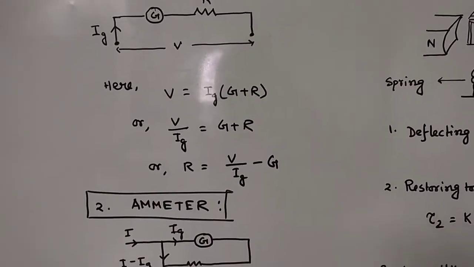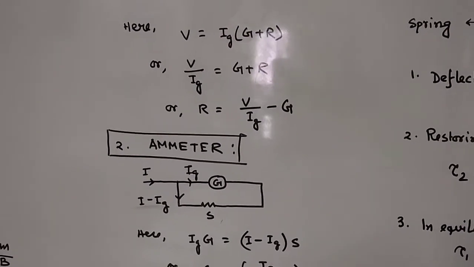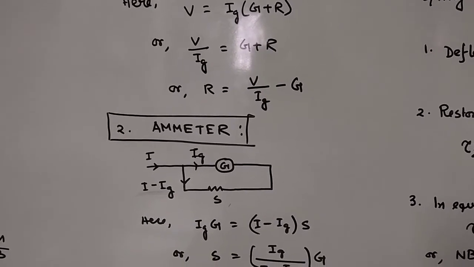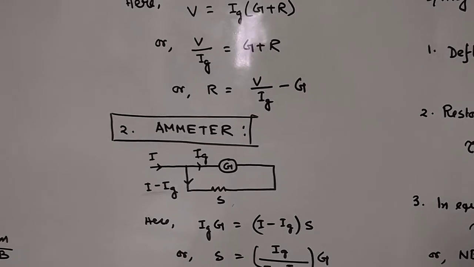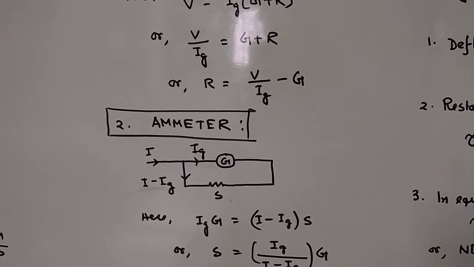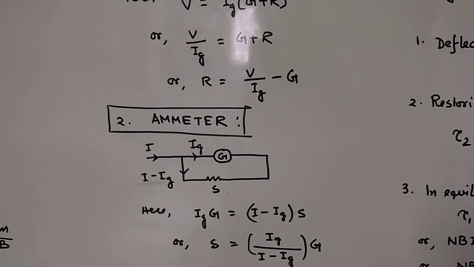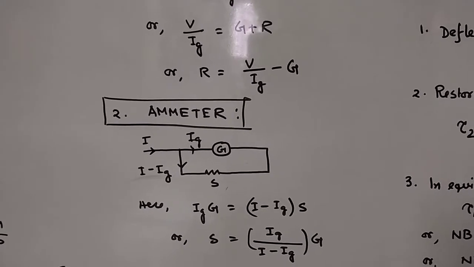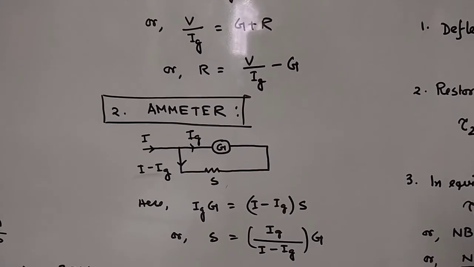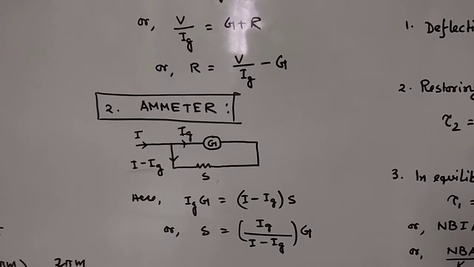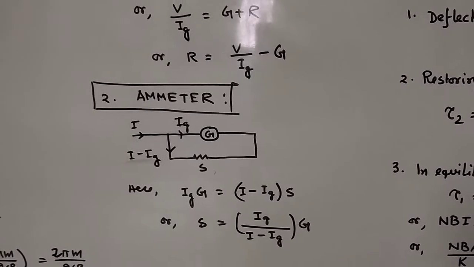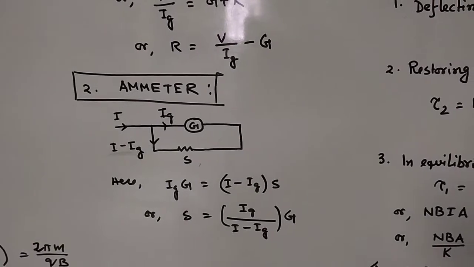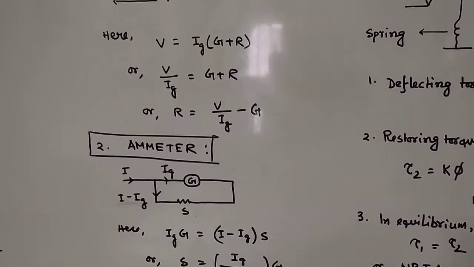Now next we can convert a galvanometer into ammeter, and for that we have to connect a low resistance in parallel to the galvanometer. So S is the low resistance connected in parallel to the galvanometer, and I is the current. So I gets split up at the junction. One is your Ig, that is the current through the galvanometer, and next is your I minus Ig. So potential is same across the galvanometer and the shunt resistance S. So Ig G equal to (I minus Ig) S. So S you can define as Ig by (I minus Ig) into G. So if you know S, then you can convert the galvanometer into ammeter by connecting the value of S in parallel to the galvanometer. So these formulas are very important from the numerical point of view.